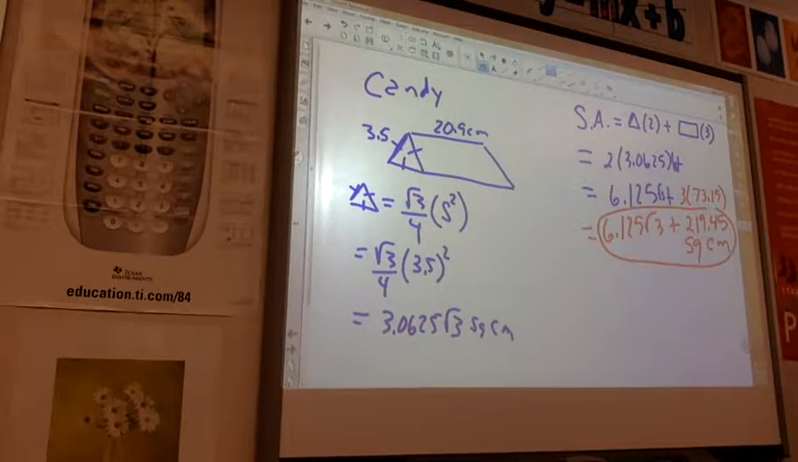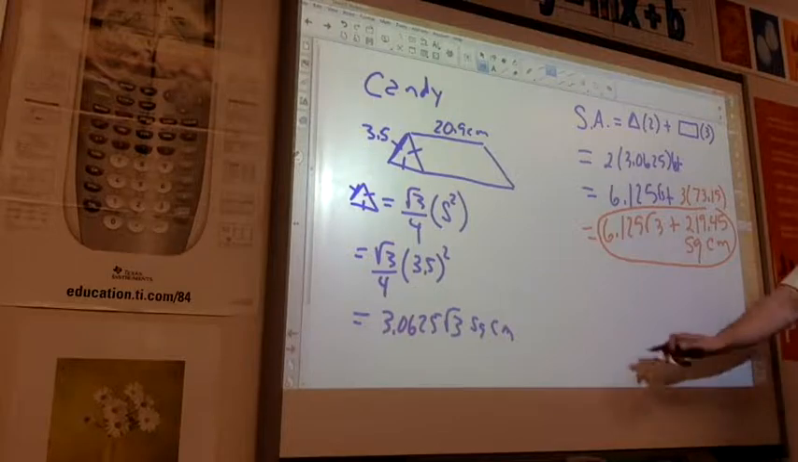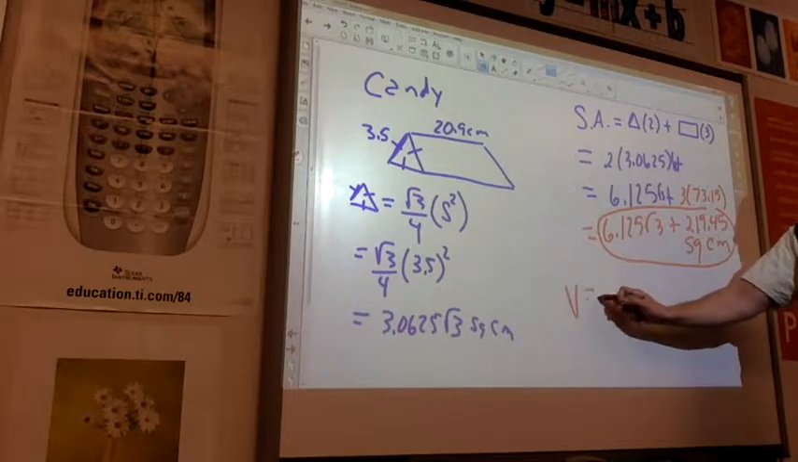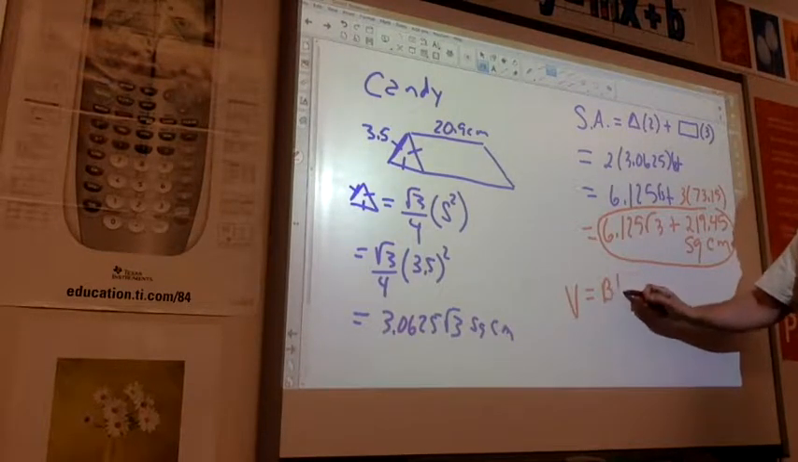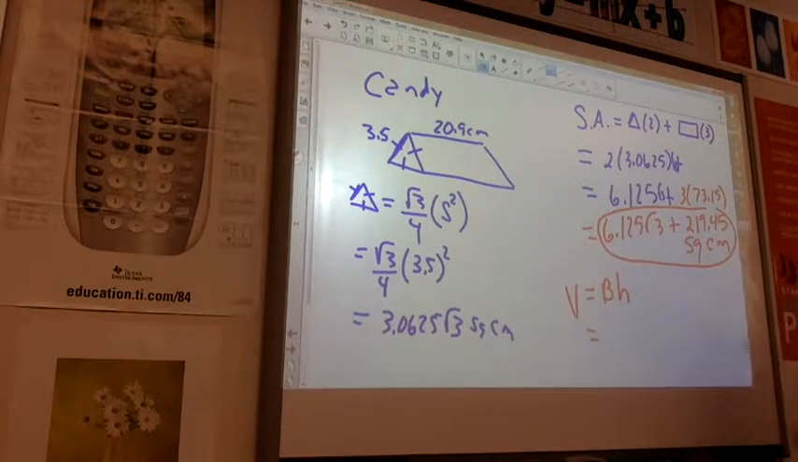The surface area of the top, the bottom, and the three rectangles comes out to 6.125 root 3 plus 219.45 square centimeters. Wait. Could I find the volume of this? Volume is just base times height. What was my area of my base?